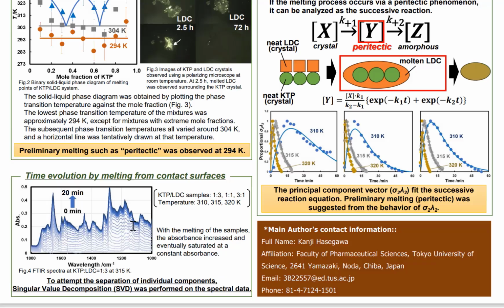To examine this in detail, a sample cell was set up on the thermostatic plate and filled with KTP crystals. Then ADC was placed on top of the KTP crystal at various ratios. As a result, the absorbance increased with melting. The obtained spectrum change involves multiple elements and is difficult to analyze. We attempt to separate spectral components using singular value decomposition (SVD).